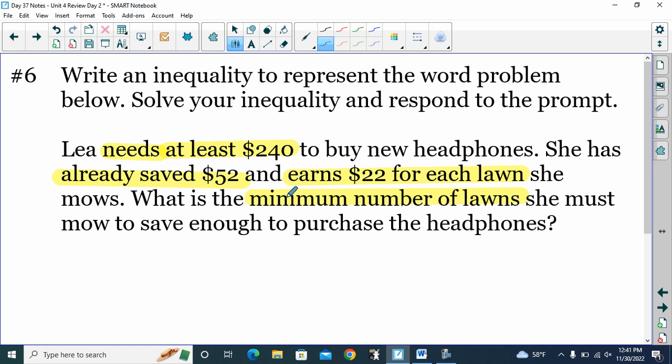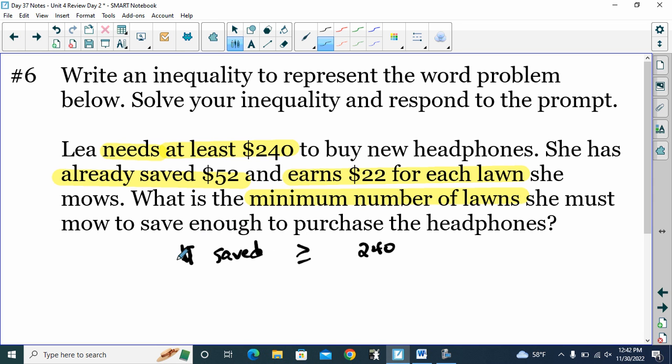So it sounds like she's saving money. So let's start with money saved. And she needs to save at least $240. And then we need to think about which of these things needs to be bigger. Well, if she's going to have enough to buy the headphones, her money saved has to be bigger than, or it could be equal to 240. The amount she earns has to be greater than or equal to 240.